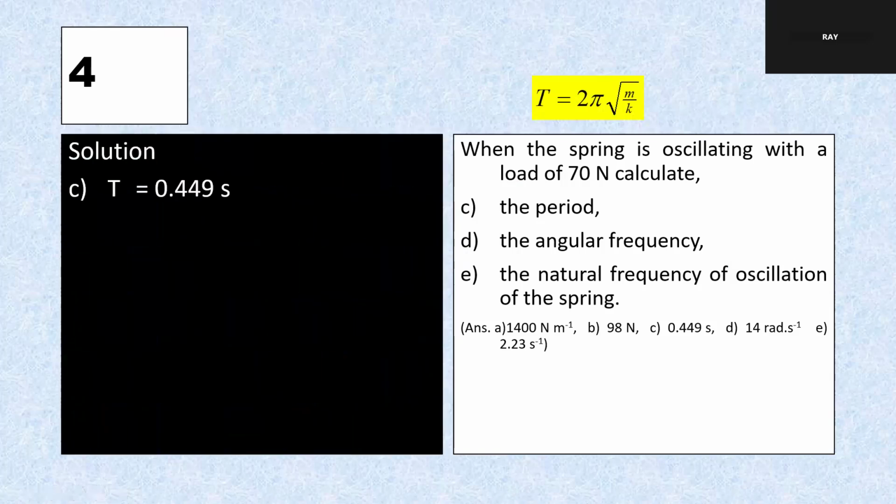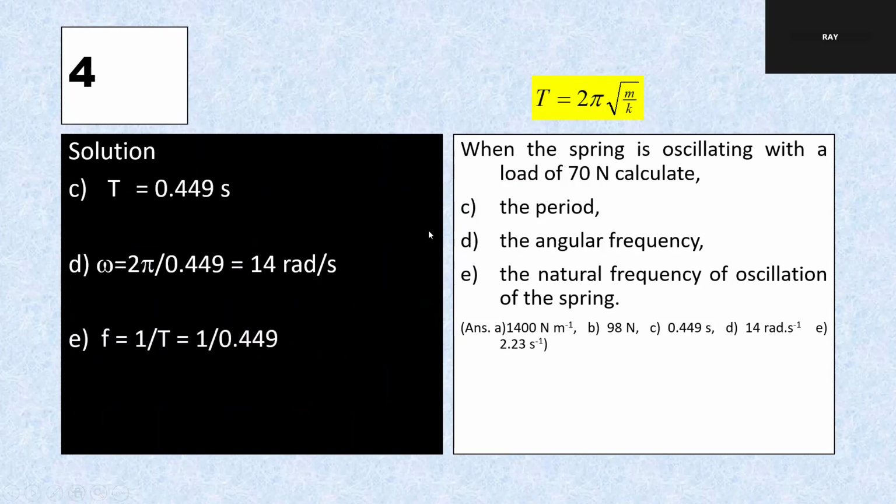We calculate the period. Angular frequency. What is angular frequency? 2 pi over T. Natural frequency f is 1 over T, 2.23 per second. Okay.